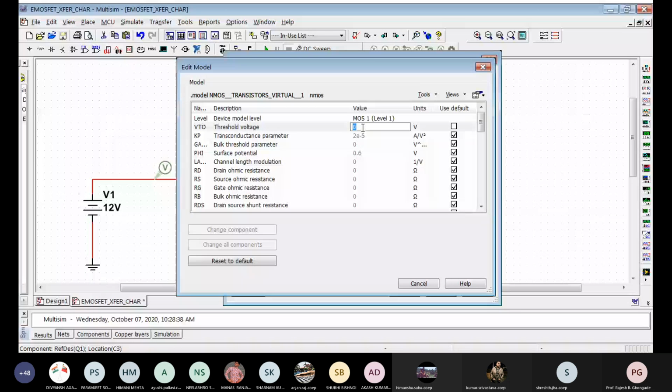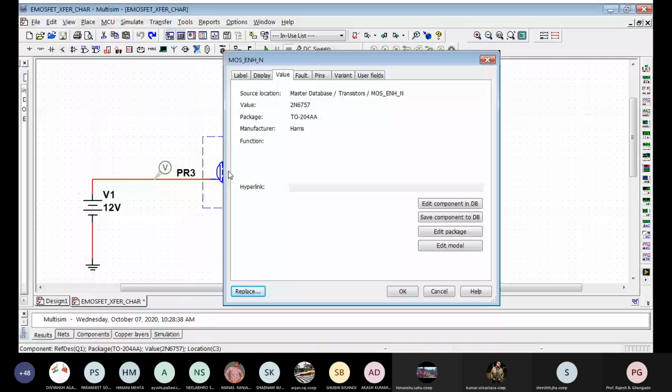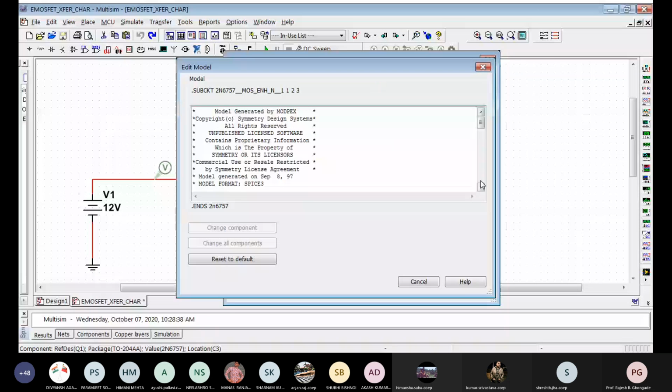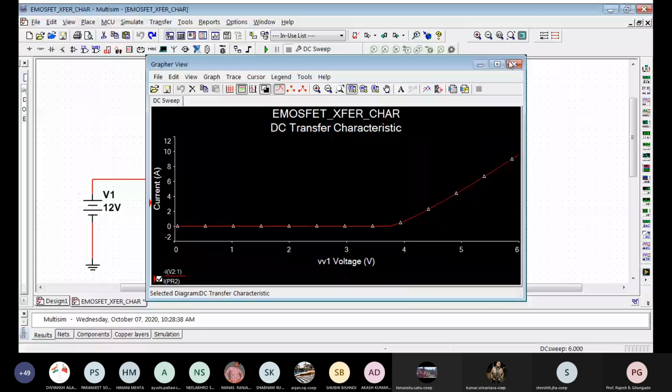I'll just go back to the earlier device and look at the model. This is a SPICE model. Here also you can see L and W. Here also you can have the VT. We'll see what VT0 is later on. And lambda also, don't worry about that. But if I want to find out the characteristics, I can see it like this.